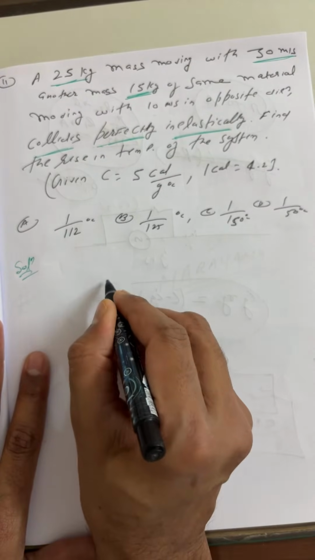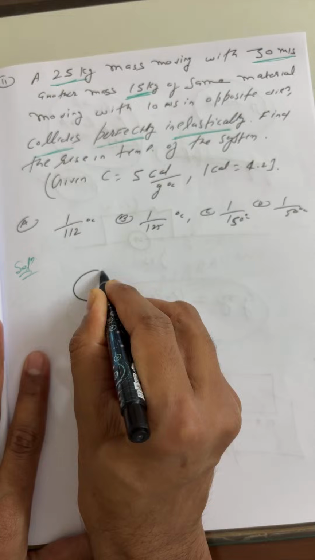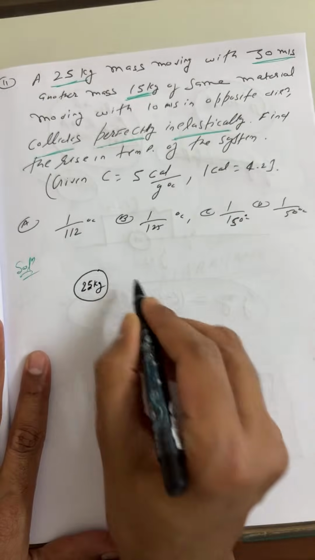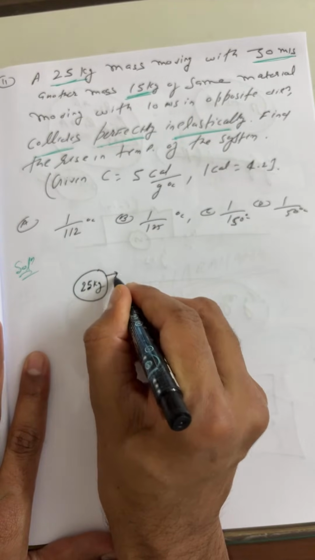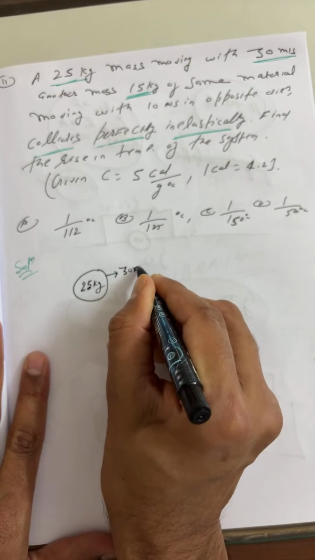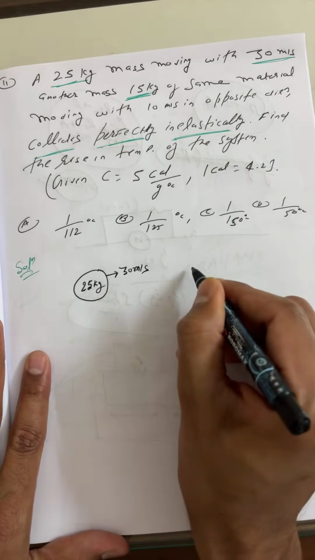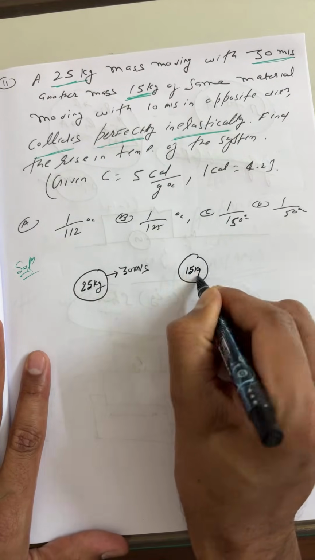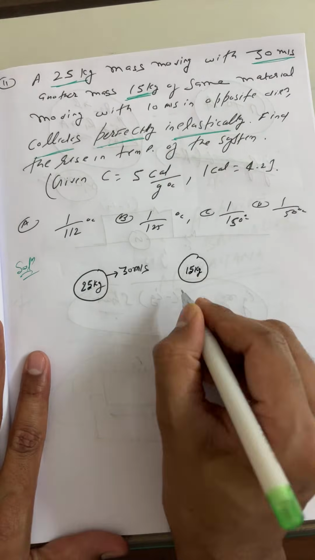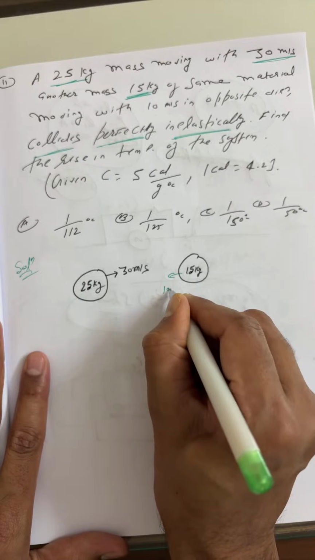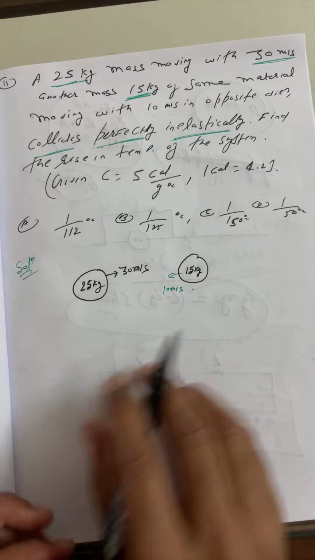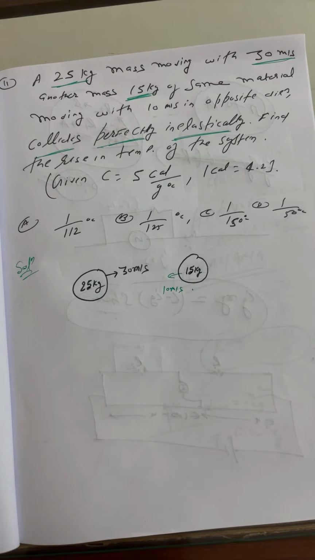I can see there are two bodies here. This one is 25 kilogram, and its speed is mentioned as 30 meter per second. Another body mentioned in the question is 50 kilogram, with a speed of 10 meter per second. Both are moving opposite to each other.